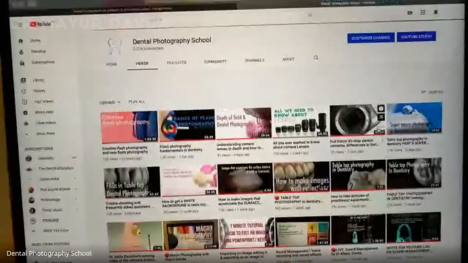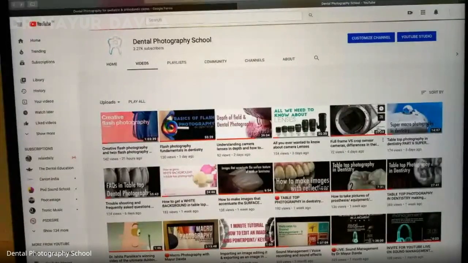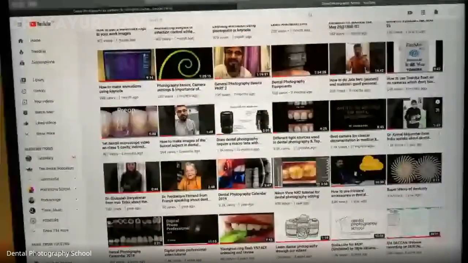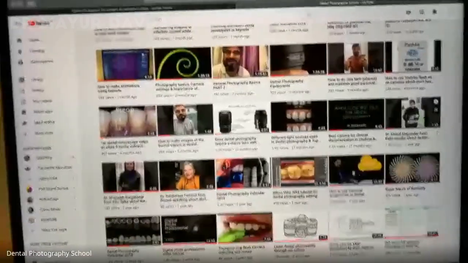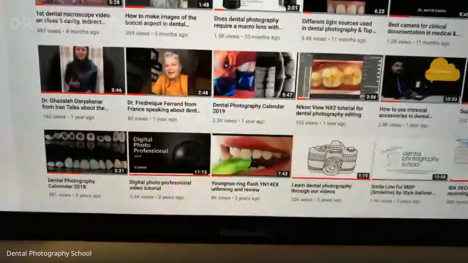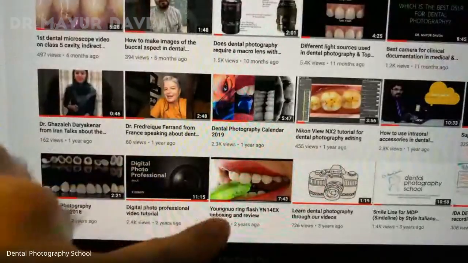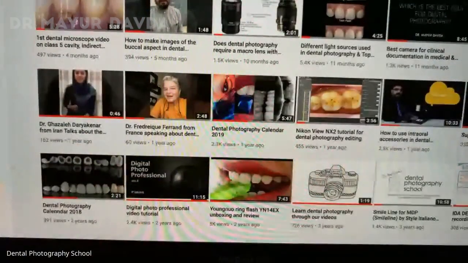So can we use Yongnuo ring flash on Canon macro lens? Yes, Pavitra, it's a very good question. You can use Yongnuo's ring flash on a Canon macro lens. Yongnuo's ring flash comes with four rings for four different lenses. If you want to know more about it, you can check out the video called Yongnuo ring flash YN14EX unboxing and review on our YouTube channel itself.